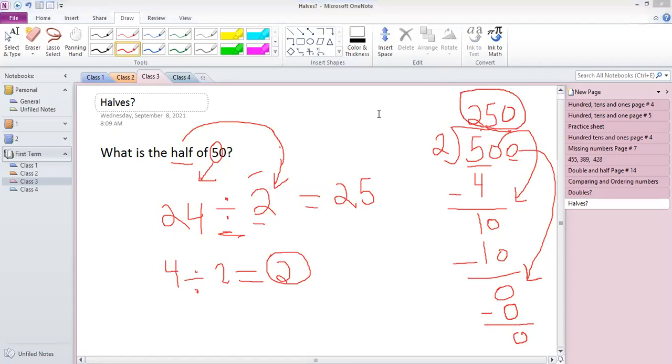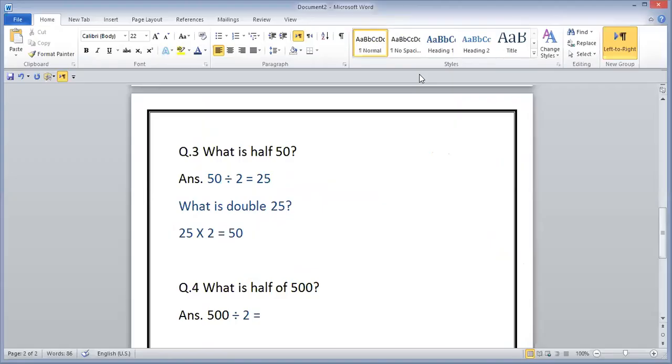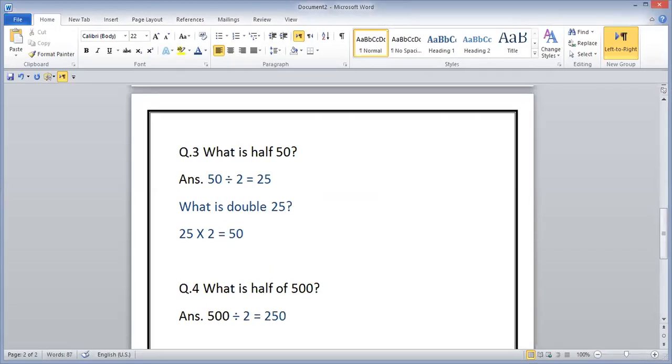Is it clear, guys? Yes, sir. That's right. So you will write here 250. 500 divided by 2 is equal to 250. Right? Then you have to write the inverse statement. In order to write the inverse statement, you will again write what is, instead of half. What is the inverse of half? Inverse of half is double.